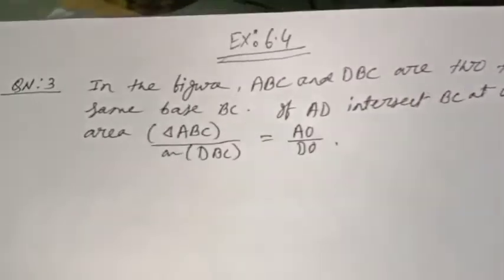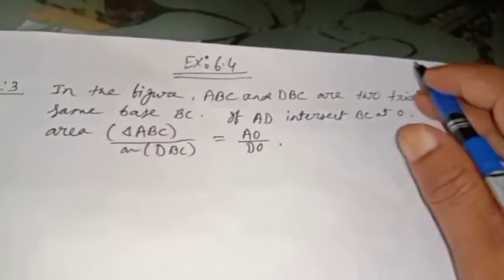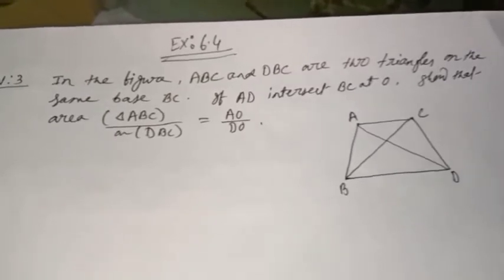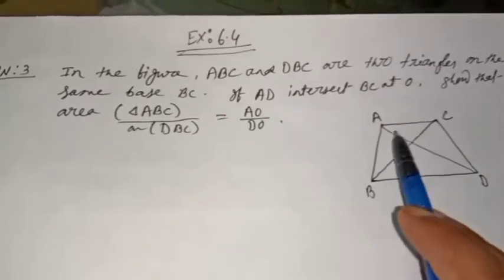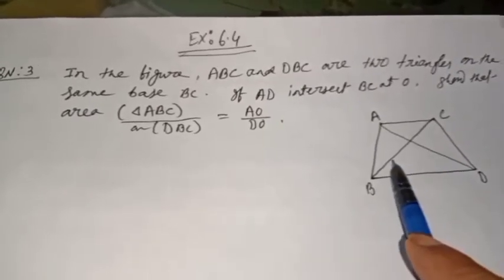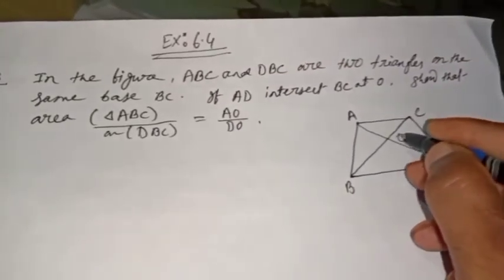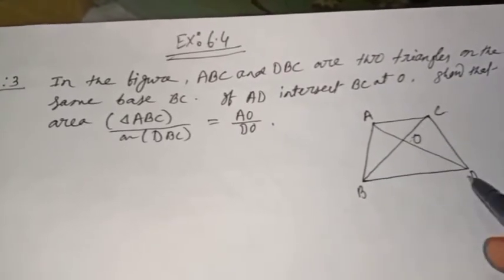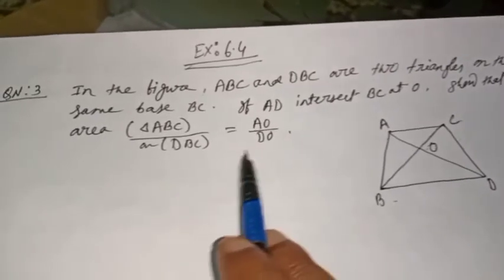In the figure, ABC and DBC are two triangles on the same base BC. See, this is the base BC. If AD intersects BC at O, this is O, so that area of ABC by area of DBC is equal to AO by DO. You need to prove this relation.